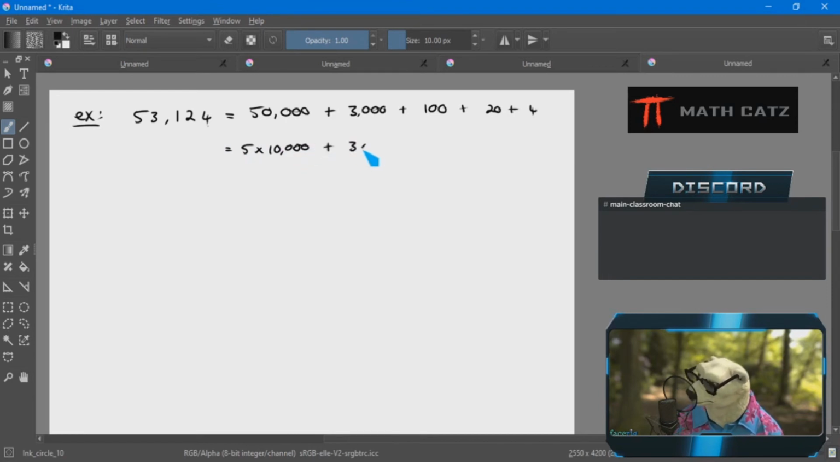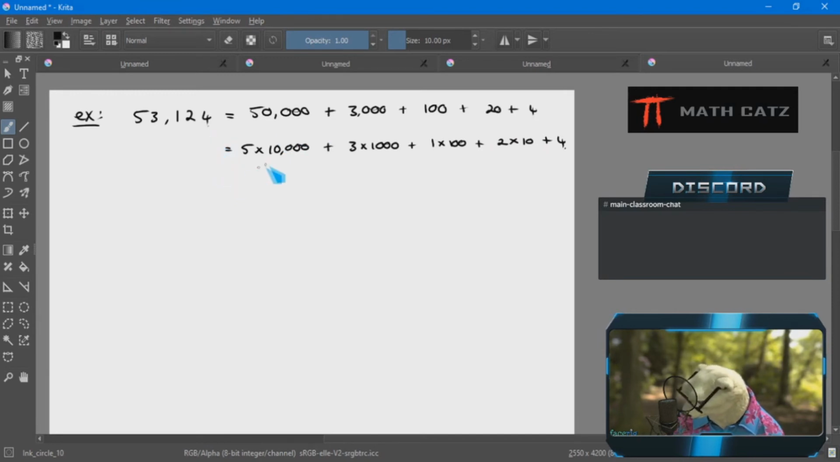The next one is 3 times 1,000. The next one is 1 times 100. Because it's not always going to be a 1, I want to emphasize that it is a multiple of 100. Then it's 2 times 10, and the 4 is just hanging out, waiting to see what on earth is happening here.